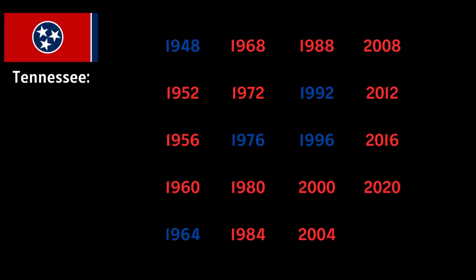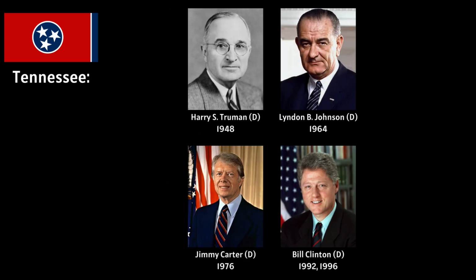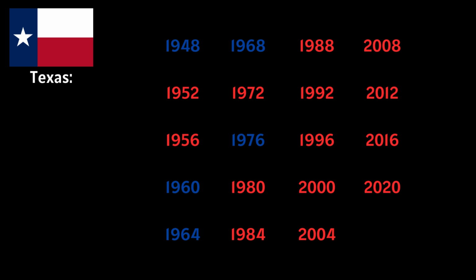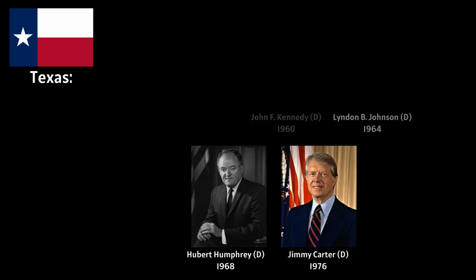Tennessee is a mostly red state and has voted for 14 Republicans since 1948. The only Democrat wins in Tennessee were 1948, 1964, 1976, 1992, and 1996. Texas holds the same record as Tennessee, having voted for 14 Republicans and 5 Democrats since 1948. Texas voted Democrat in 1948, 1960, 1964, 1968, and 1976.